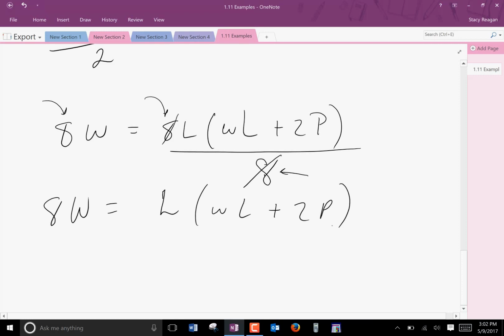Now, what they do here, instead of approaching it the way that I did, is they go ahead and multiply the L through. Now remember, when I did this, I divided by the L. So they're going to distribute this L, and we're going to get WL squared, because L times L is L squared, and L times this one.